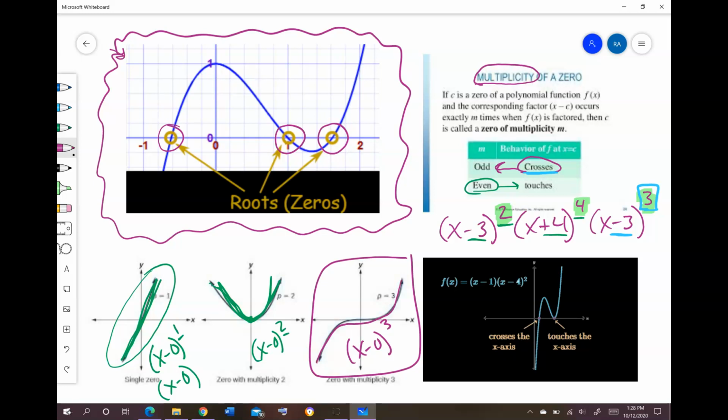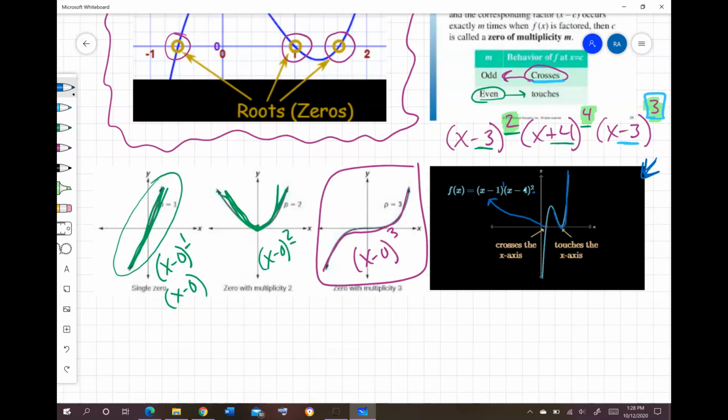Again, I have another little image over here, the one with the black background. I'm showing you how it correlates to the equation. See how it crosses at positive 1? Well, it had a multiplicity of 1, which is odd. Crosses means odd. And see how this graph just touches at 4? That's why it had an even multiplicity of 2.